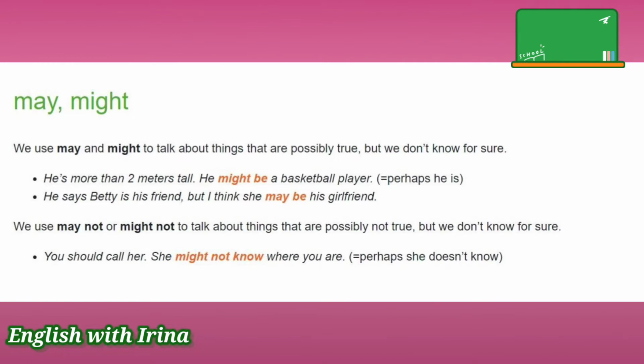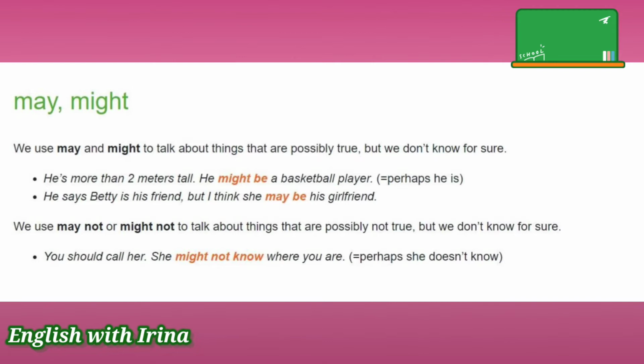He says Betty is his friend, but I think she may be his girlfriend. We use may not or might not to talk about things that are possibly not true, but we don't know for sure. You should call her. She might not know where you are.